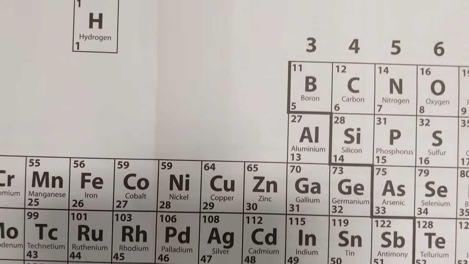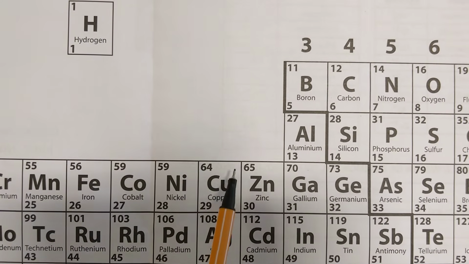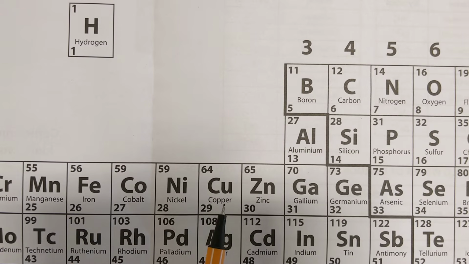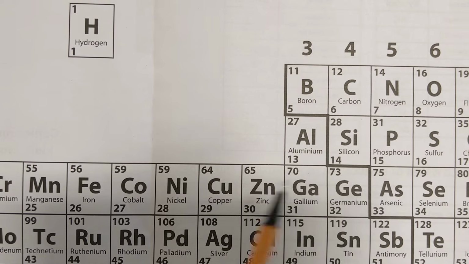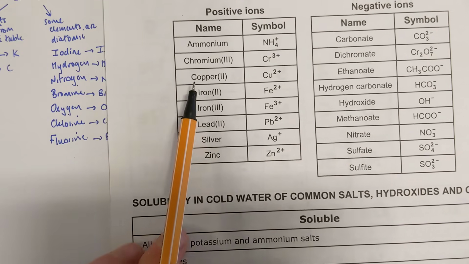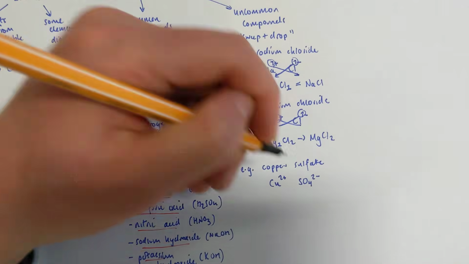The problem you find with copper is it's actually in the middle of the periodic table. It's in the transition metals. Therefore, you haven't got a group number to help you find out what the charge is. So if you find an element in a swap and drop which isn't in a group, it's in the transition metals, you should look at the back of the periodic table and you will see copper written here. It says copper 2+. So that's what you use for your swap and drop.